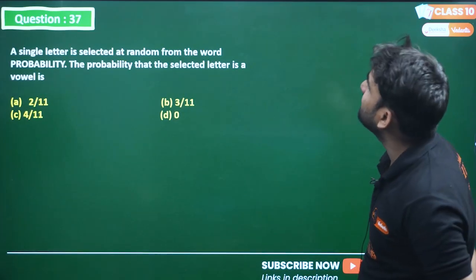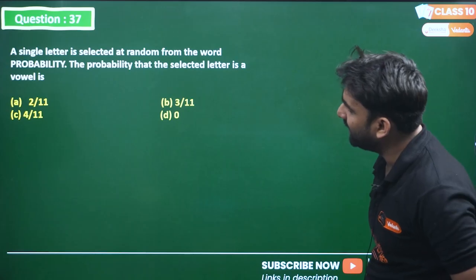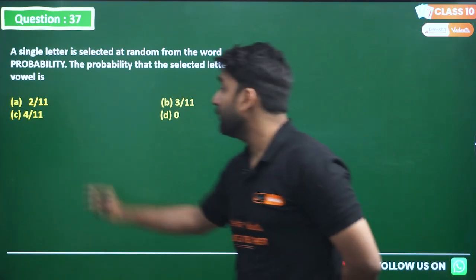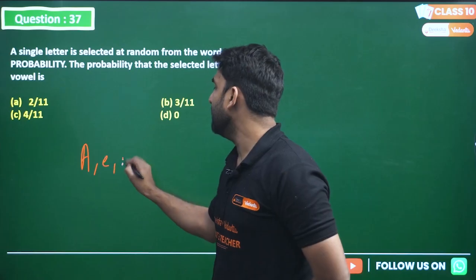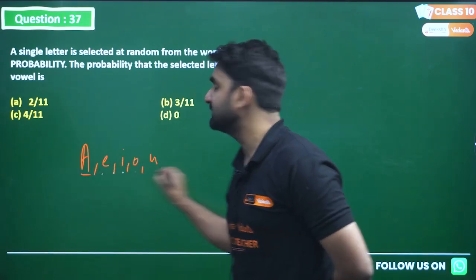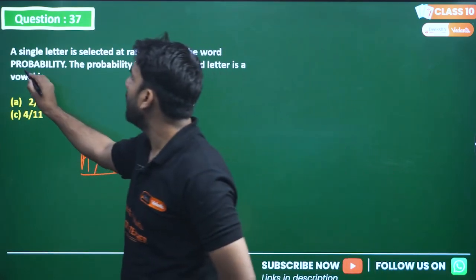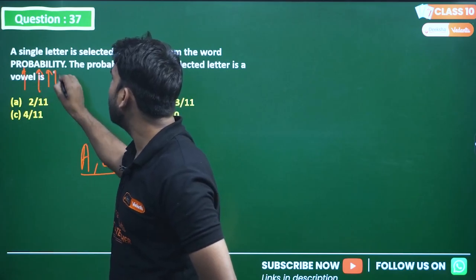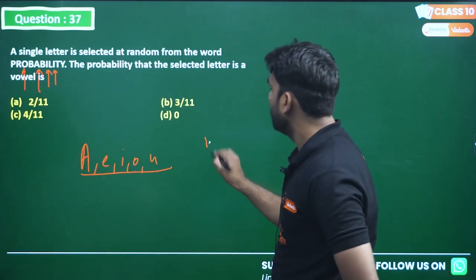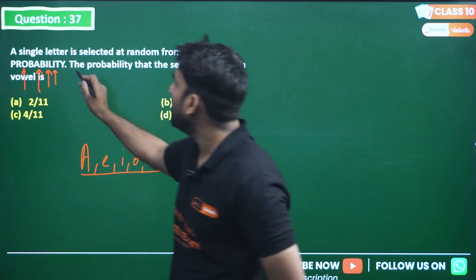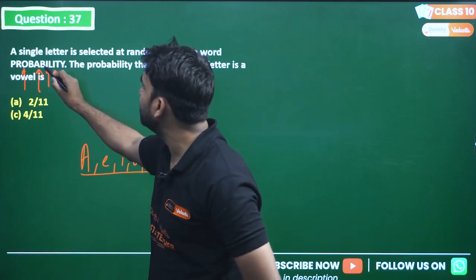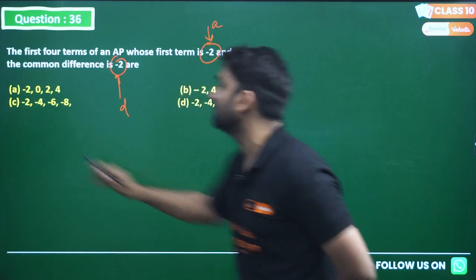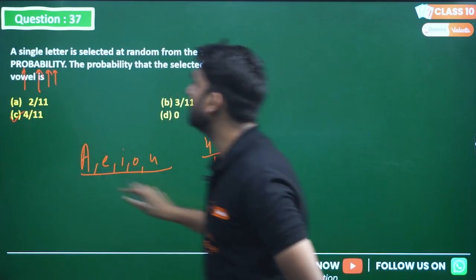Now a single letter is selected at random from the word probability. The probability that the selected letter is a vowel. We know vowels are A, E, I, O, U. So how many vowels are there? O is a vowel, A is a vowel, I is a vowel, I is a vowel. 4 vowels are there, right? And how many letters are there in total? 1, 2, 3, 4, 5, 6, 7, 8, 9, 10, 11. 4 by 11 is the answer. Option number C will be the correct answer.